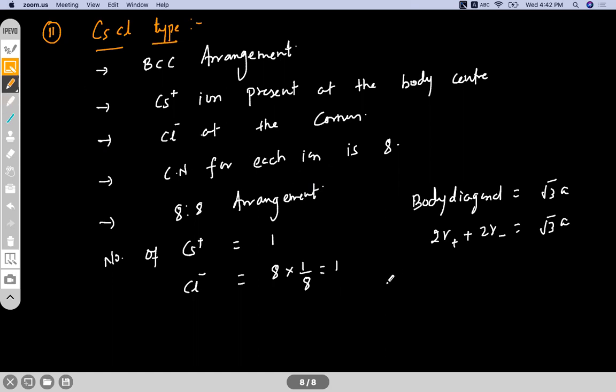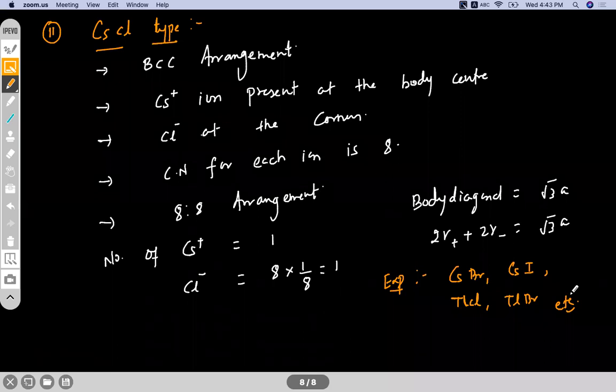Examples of this type of crystal we have are CsBr, CsI, TlCl, TlBr, etc. This is another type of crystal.